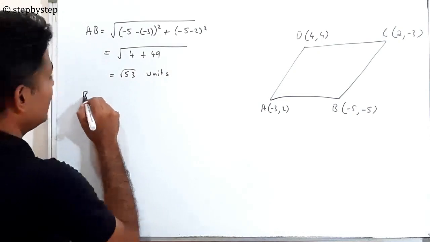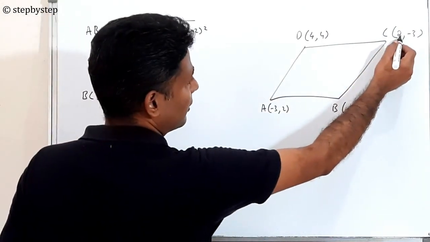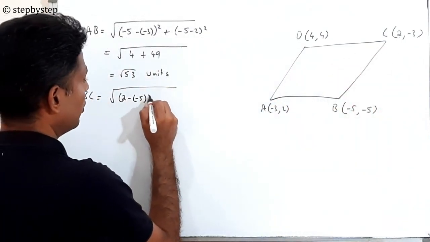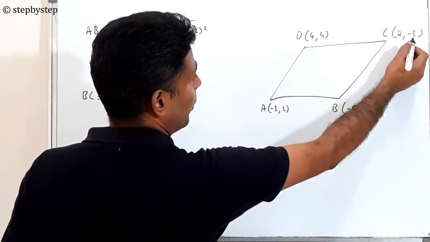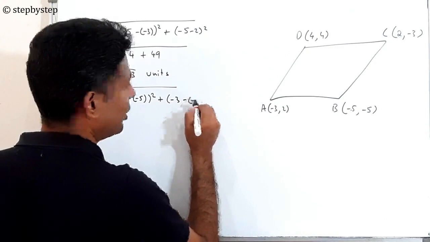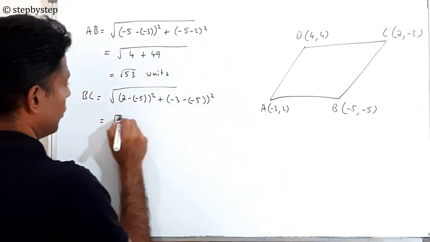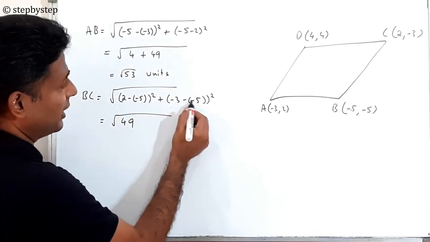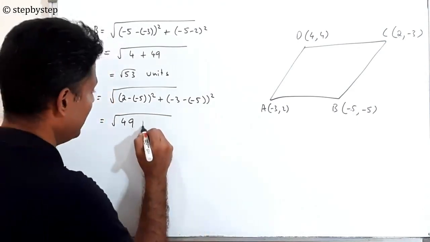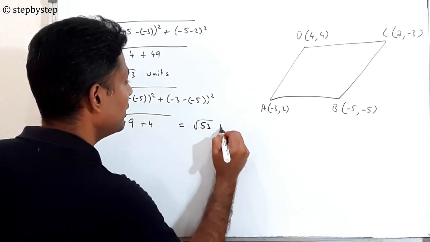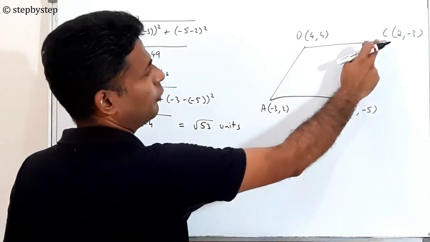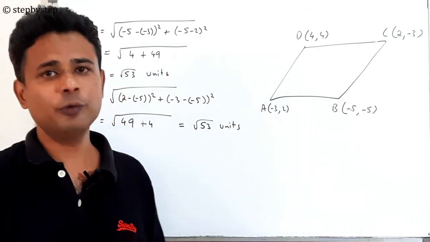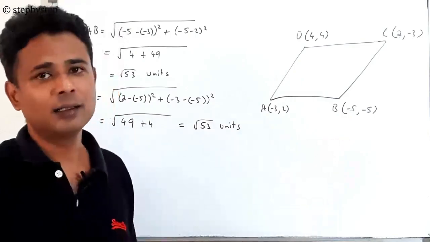Same way, BC will be equal to root of x2 minus x1, that is 2 minus of minus 5 whole square plus y2 minus y1, that is minus 3 minus of minus 5 whole square. So what do we get again? 2 minus of minus 5, 2 plus 5, 7 square, that is 49. Minus 3 minus of minus 5, minus 3 plus 5, so minus 2 square, plus 4. Again this is root 53 units. Similarly guys, if you find the value of DC and AD, you will get root 53 units. So you will show all four sides are equal and continue.